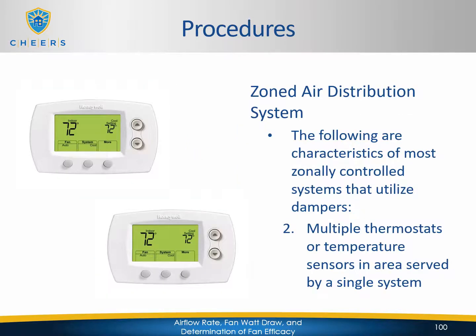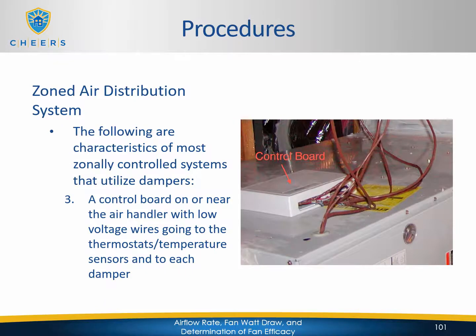Multiple thermostats or temperature sensors in the area served by a single system, a control board on or near the air handler with low voltage wires going to the thermostat and temperature sensors and to each damper. You're going to see a board like this, as you can see, mounted near or on top of the furnace, and multiple wires going through different dampers.